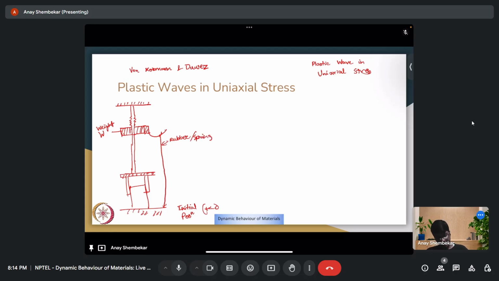Why is it attached? This basically accelerates the weight to high speed. And this is your very long thin wire for which we are interested in studying plastic deformation.